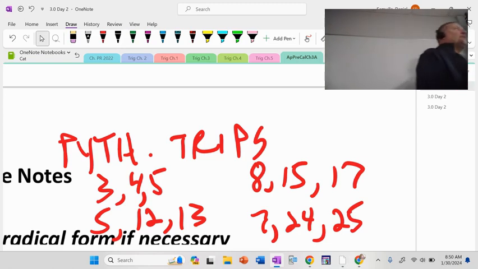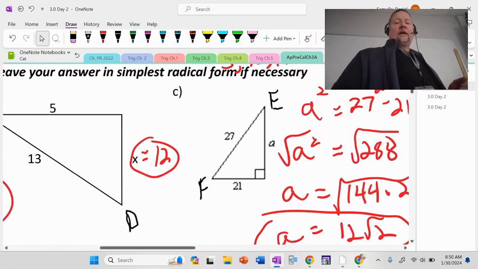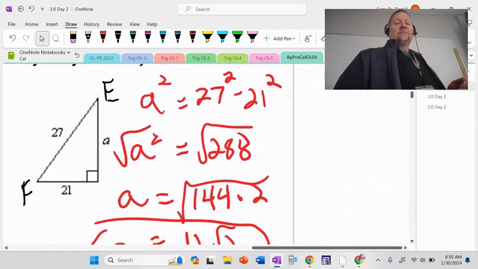Students don't normally remember those, but for those with a high ability to memorize stuff, it's helpful. Then when you see these sides, you could just figure out what they are without doing the Pythagorean theorem. So that's why for the second one, I just got a 12. Third one, look at how I wrote this.